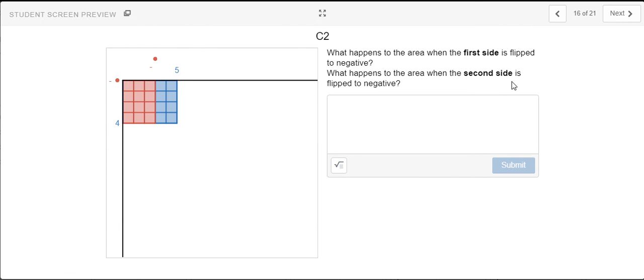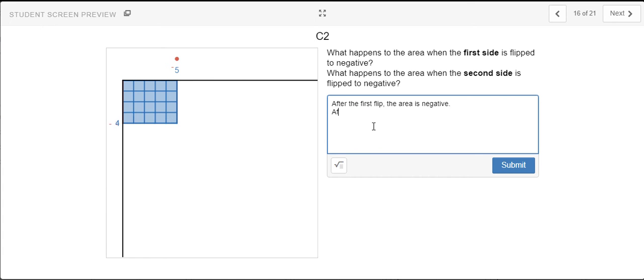So to explore that situation a little bit closer, notice that when the first side is flipped to negative, you see how it becomes negative. When I flip the other side, it flips back to positive. 2 flips, negative, then flip again, it goes back to positive. After the first flip, the area is negative. After the second flip, the area returns to positive. So you can think of it as when you multiply 2 negative numbers, when you flip twice, opposite and then opposite again, it returns to becoming a positive number.